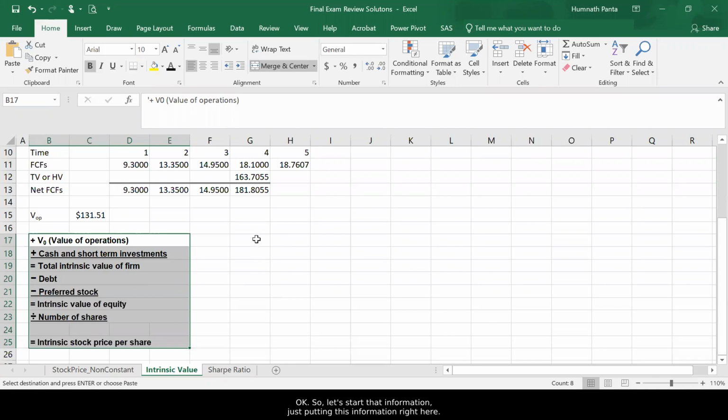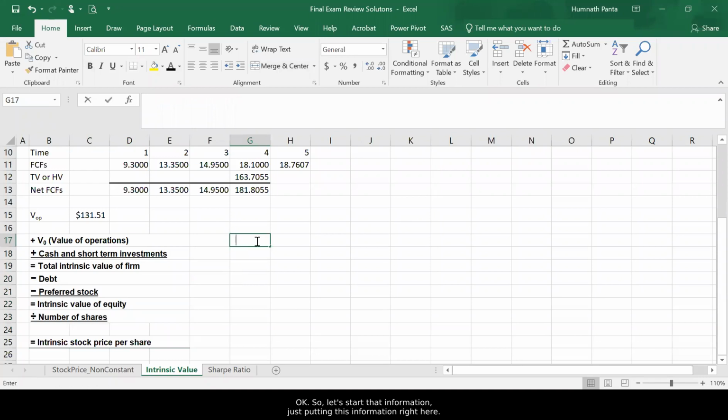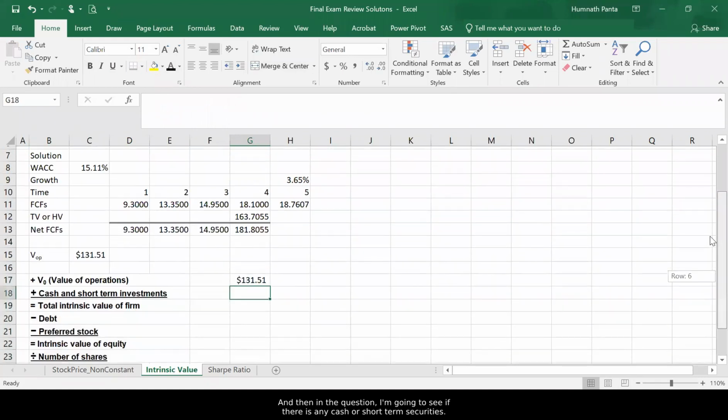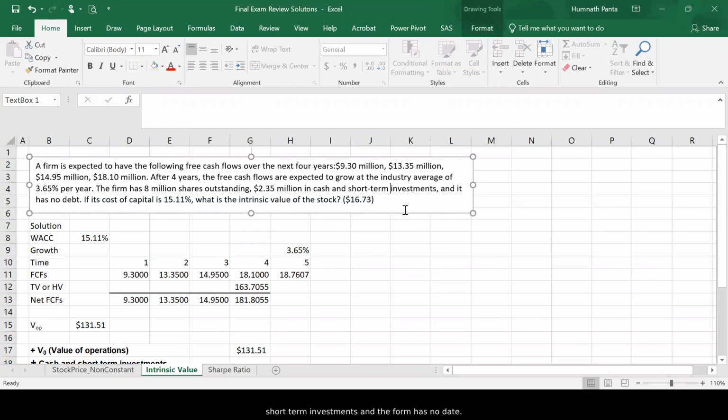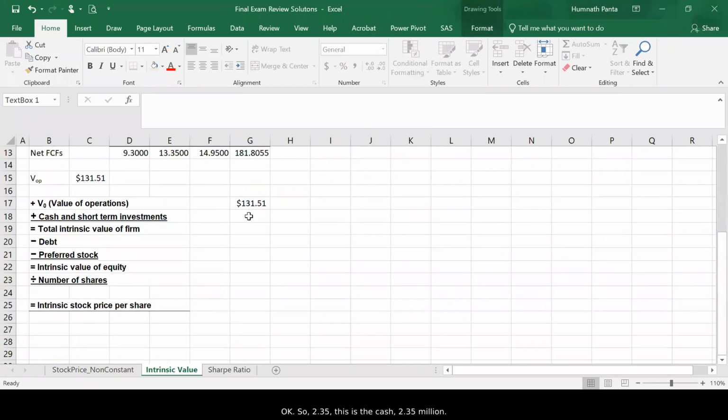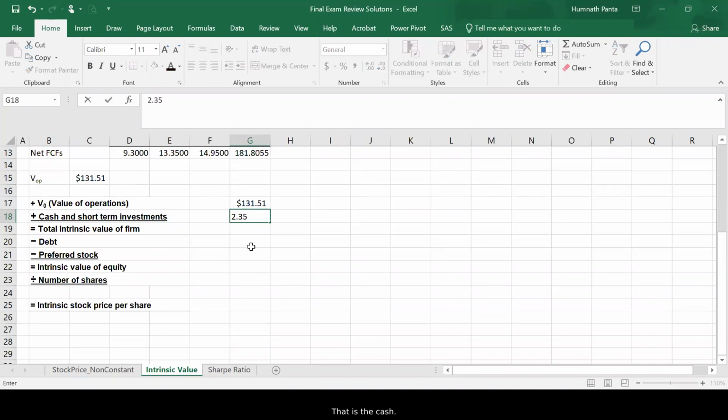Okay, so let's start putting this information right here. I'm going to put the value of an operation. And then in the question, I'm going to see if there is any cash or short-term securities. As you can see in the question, the firm has 8 million shares outstanding, 2.35 million cash and short-term investments, and the firm has no debt. So 2.35 million, that is the cash.